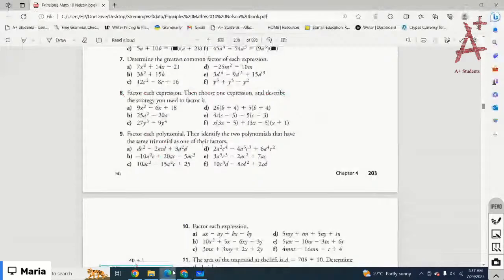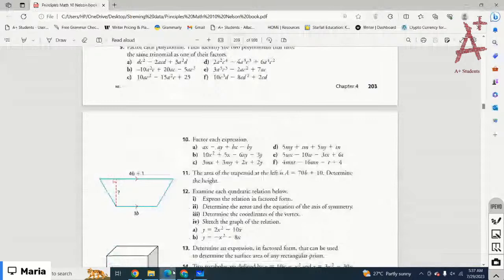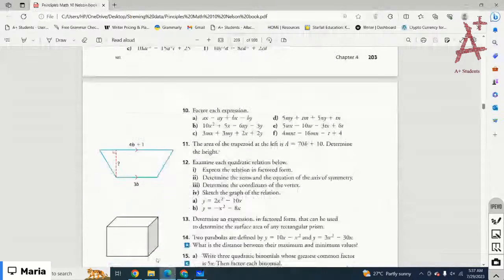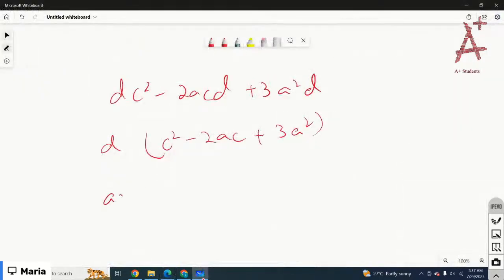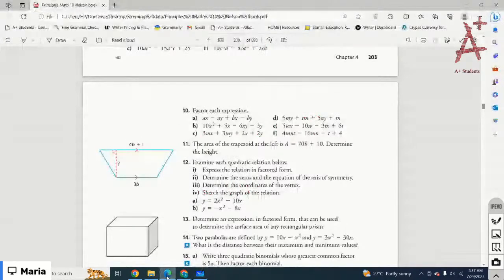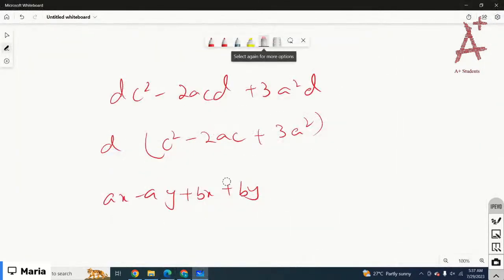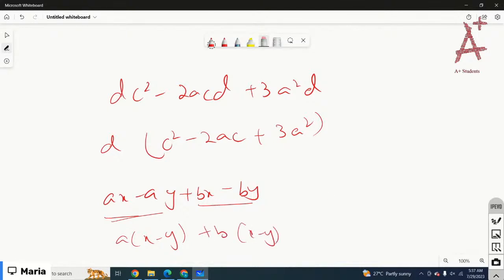Okay, let's just look at question number 10. Factor each expression: ax minus ay plus bx minus by. We can take common a from here, you are left with x minus y. Then we can take common b from here, you are left with x minus y. So that equals (a plus b). The factors are a plus b and x minus y.